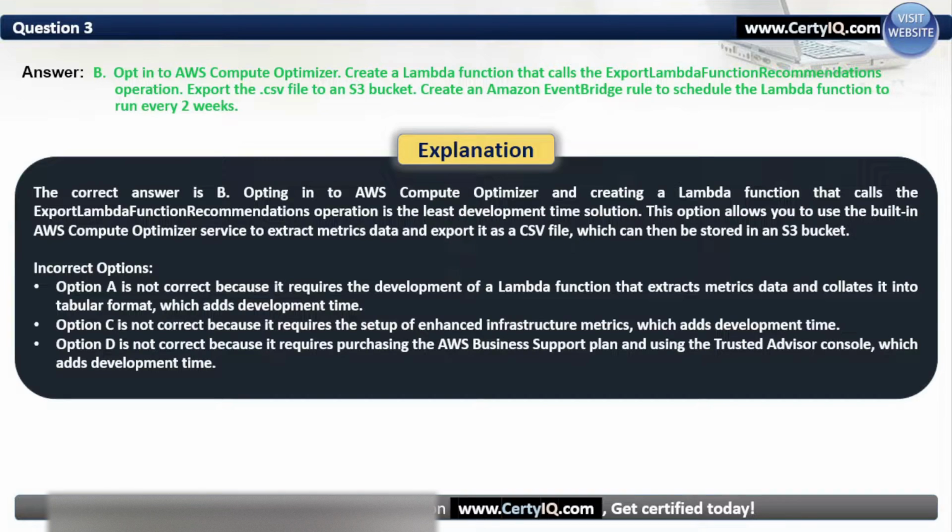The correct answer is B. Opting in to AWS Compute Optimizer and creating a Lambda function that calls the ExportLambdaFunctionRecommendations operation is the least development time solution. This option allows you to use the built-in AWS Compute Optimizer service to extract metric data and export it as a CSV file, which can then be stored in an S3 bucket.